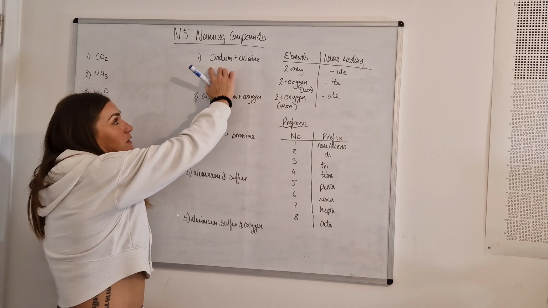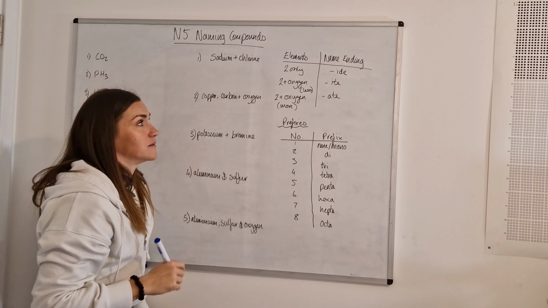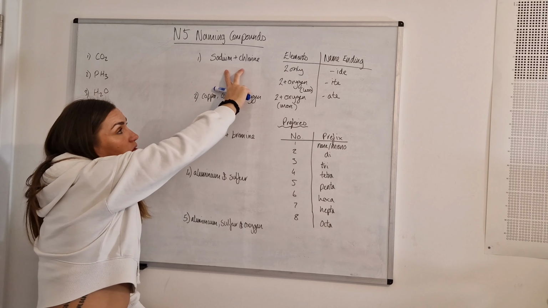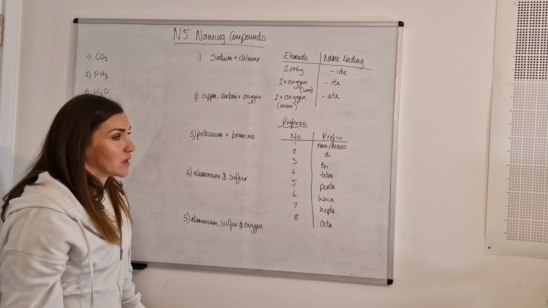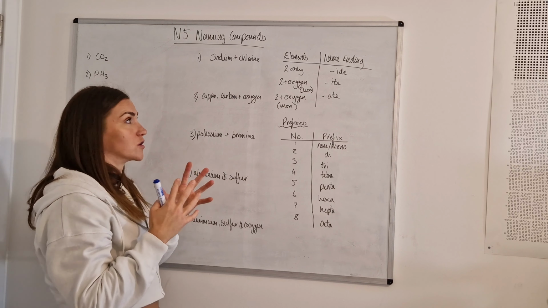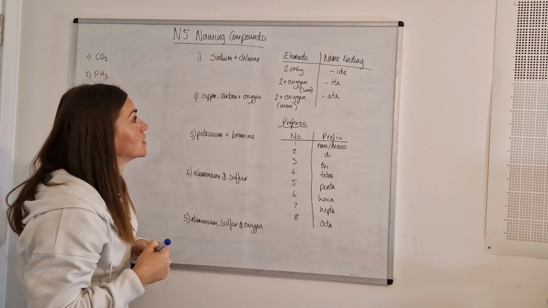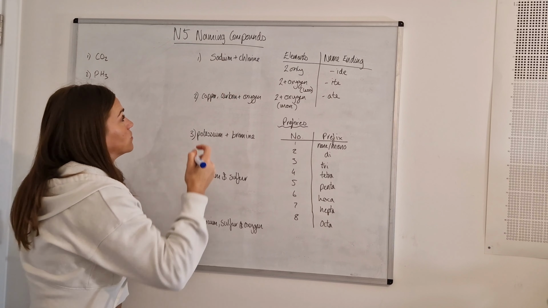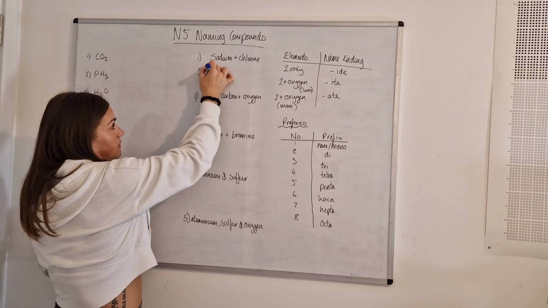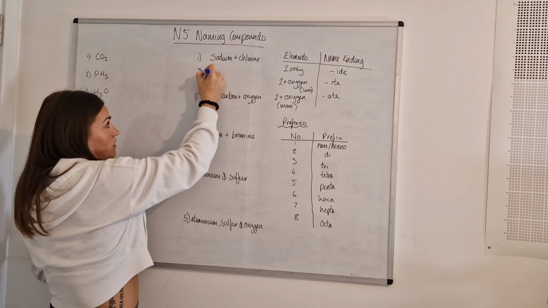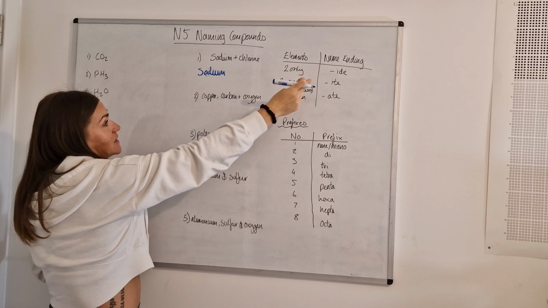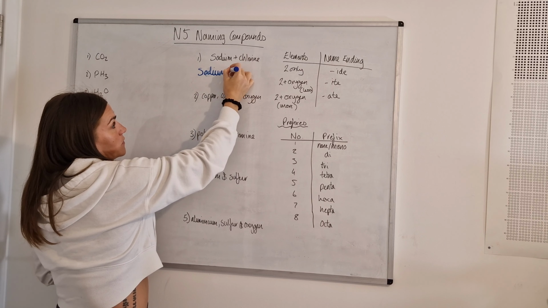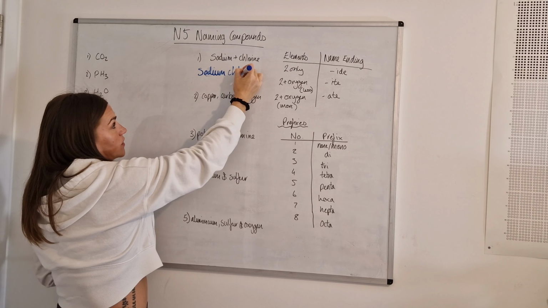If we've got a compound that contains sodium and chlorine, that's two elements, which means the name of our compound is going to end in ide, and the rest of the name is just a mixture of the two elements' names. So sodium keeps its own name, it doesn't change. So sodium, and then the chlorine, instead of being ine at the end, it becomes ide. So our compound would be called sodium chloride.